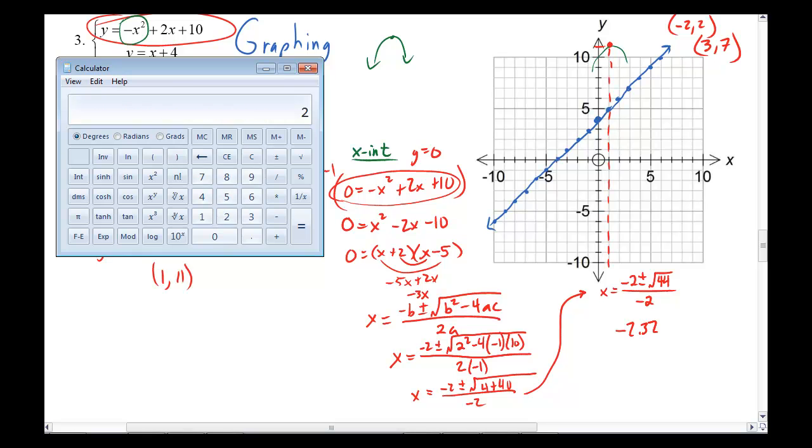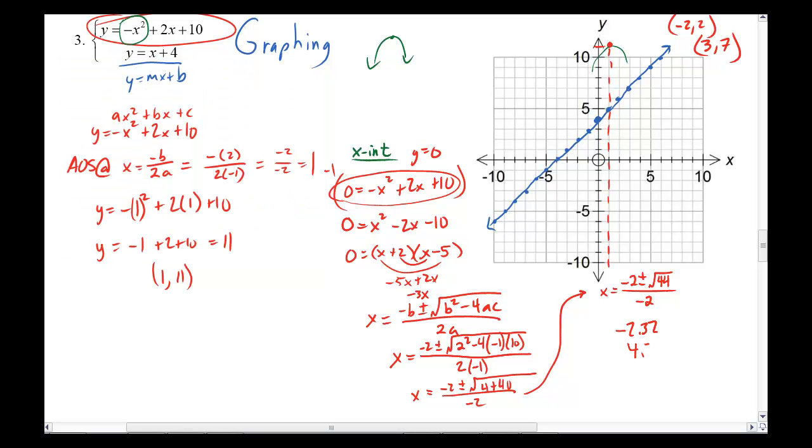And then we go negative 2 minus the square root of 44, again divided by negative 2, which is 4.32. And those are my x-intercepts. So I go ahead and put those down. I go to 1, 2, 3, 4.32, which is about 4 1/3, and negative 2.32. Notice that those are symmetric, right? This one is 1, 2, 3, and about 1/3. That one is 1, 2, 3, and about 1/3 from your central axis there.